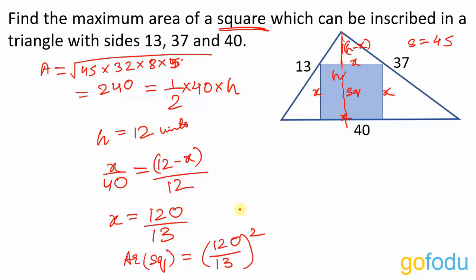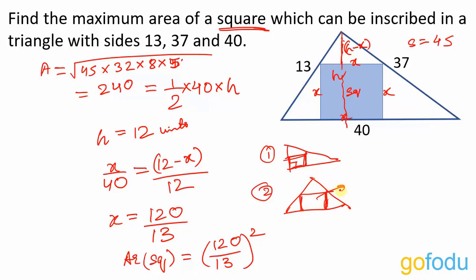Okay. I hope all three cases are clear to you. In first case, we discussed maximum area of a square inscribed in a right triangle. So this was the case in which we got maximum area. In second case, we had a rectangle inside a triangle. In this case, we got maximum area of rectangle as half of area of triangle.